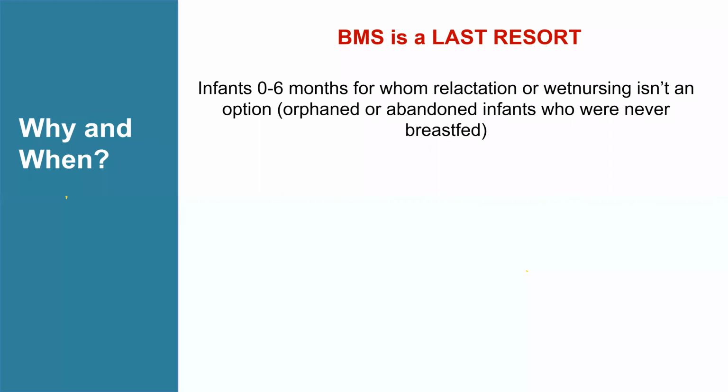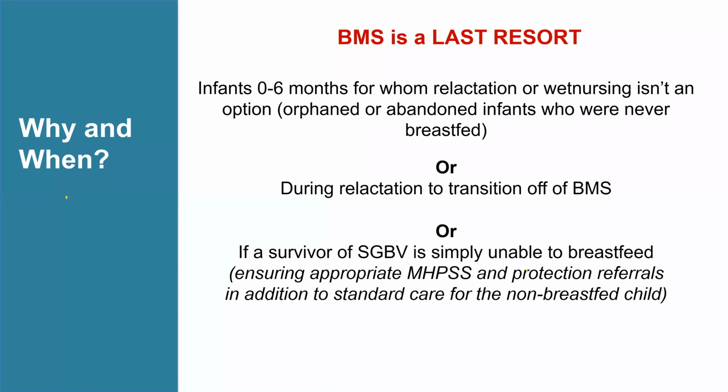So for infants from 0 to 6 months for whom lactation or wet nursing is not an option, we're talking about possibly orphaned or abandoned infants who were never breastfed. We can use BMS during relactation, as a mother is building up her breast milk supply to transition off of BMS. Or if a survivor of sexual gender-based violence is simply unable to breastfeed, so if a child is born as a result of a rape, and when it's medically indicated, and we'll go through that in a second.